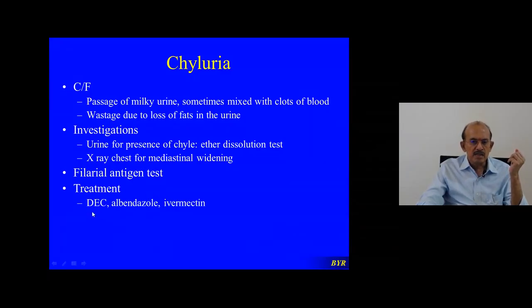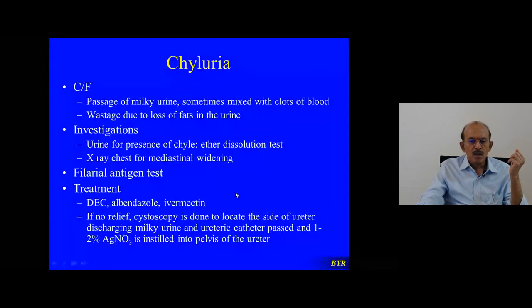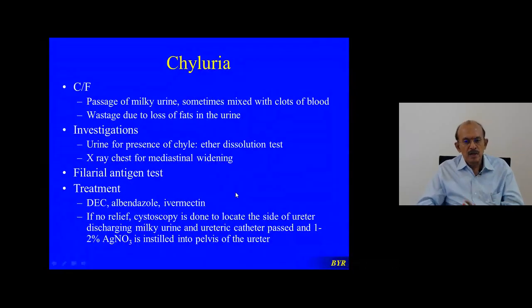Treatment: if it is filarial chyluria, you give diethylcarbamazine, albendazole, and ivermectin. If no relief, cystoscopy is done to locate the side of the ureter which is discharging milky urine. A ureteric catheter is passed, and 1 to 2% silver nitrate solution is instilled in the pelvis of the ureter. So with that, what will happen? There will be coagulation of the orifices, which were lymph orifices in the pelvis, and they will seal the openings in the ureter. So the chyle leak will be stopped temporarily.